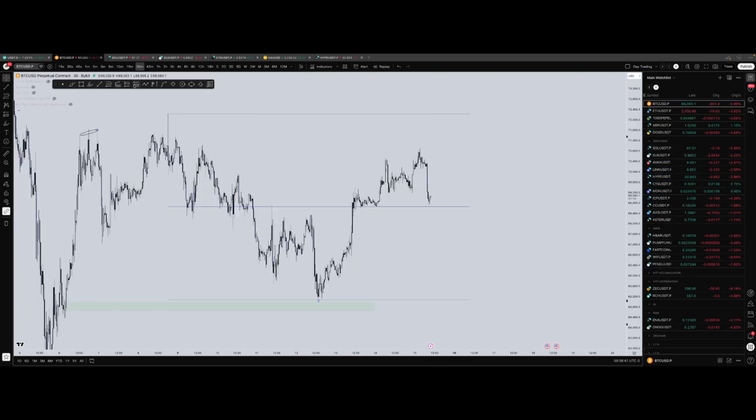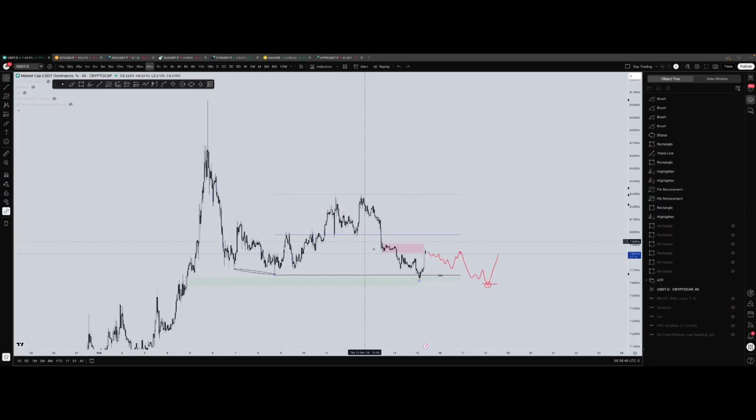And just to recap, I would like to see Bitcoin take this high. I wanna see USDT take this low again. And upon proper confirmations, we have some really nice opportunities for shorts in the near future.